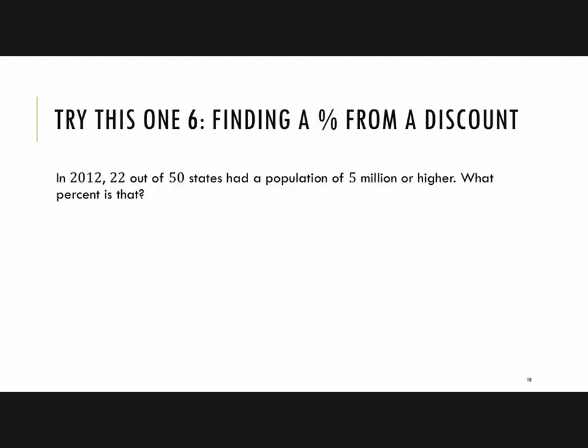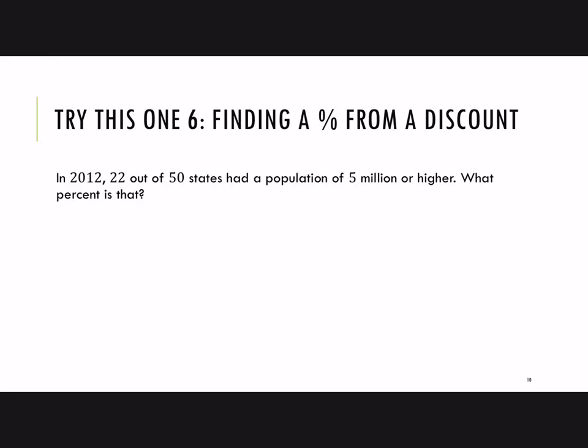Alright, let's look at another one. Finding a percent from a discount. In 2012, 22 out of 50 states had a population of 5 million or higher. What percent is that? Okay, so let's try to set up either a proportion or an equation, and I'll try to work out both examples, but you can just take your pick, one or the other, whichever one you prefer.